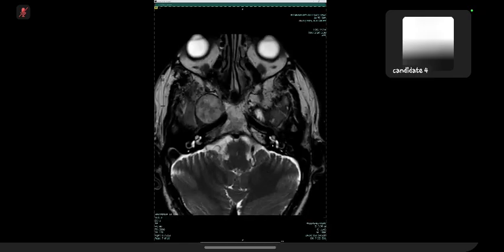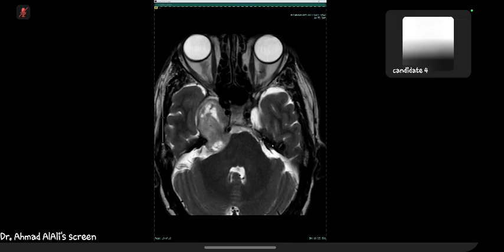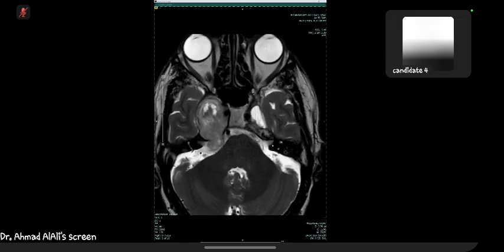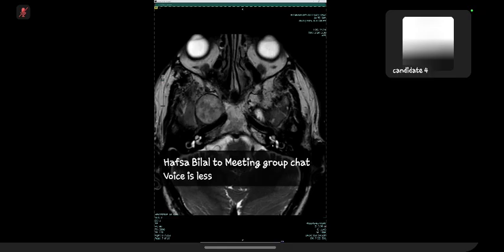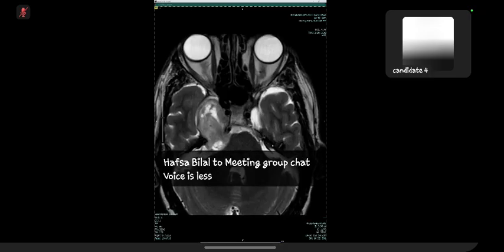I can see that the lesion is not originating from the vestibulocochlear nerve complex. It is slightly cranial to it. It is filling and expanding the Meckel's cave on the right side, and it is also showing a slightly indistinct interface with the right cavernous sinus, intracavernous portion of right internal carotid artery.